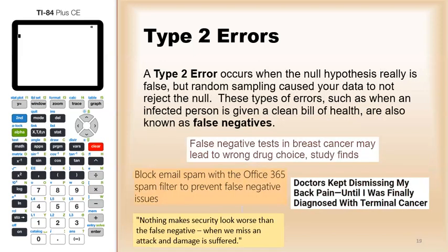On the other hand, a type 2 error occurs when the null hypothesis is really false, but random sampling caused our data to not reject it. Again, it could be random chance, or it could just be that our sample is too small. Either way, we're not able to reject the null hypothesis. So these types of errors, such as when an infected person is given a clean bill of health, are also known as false negatives.